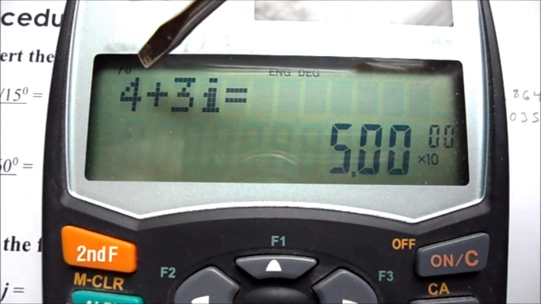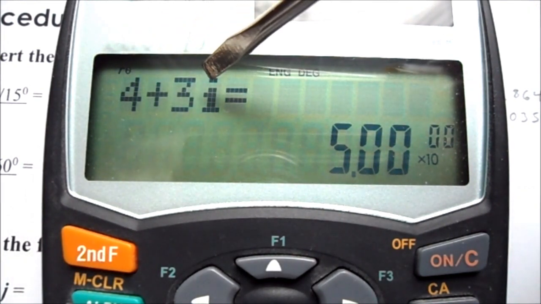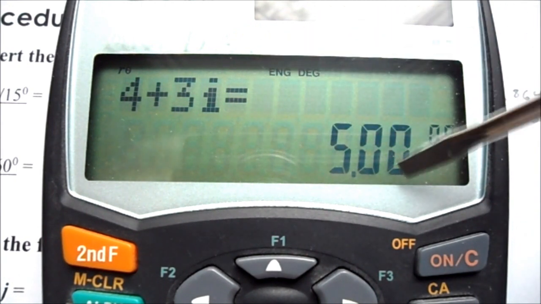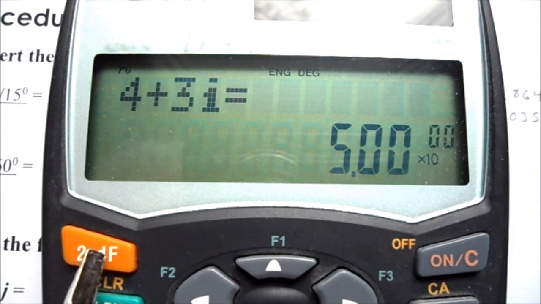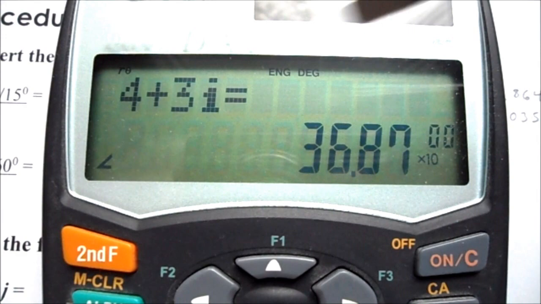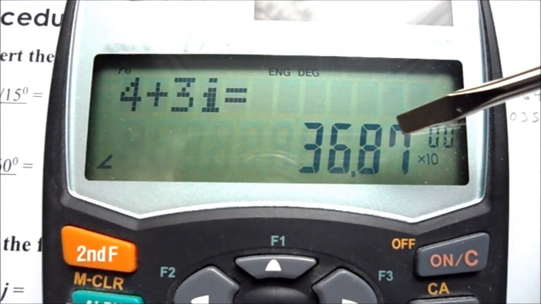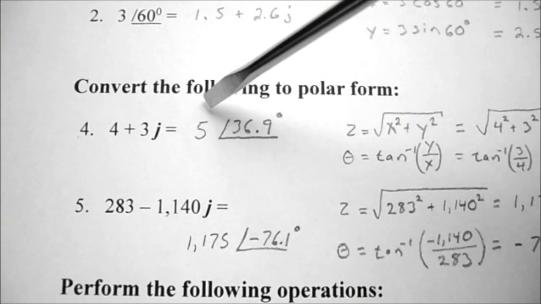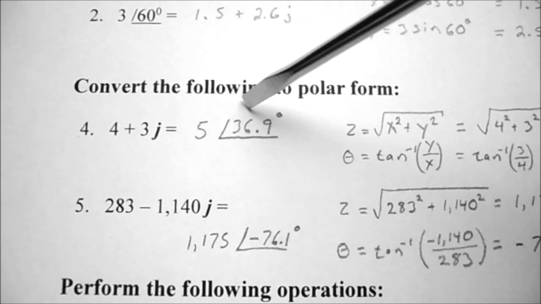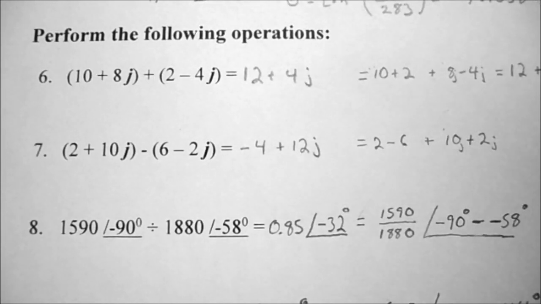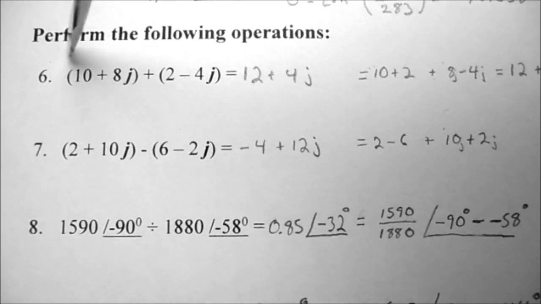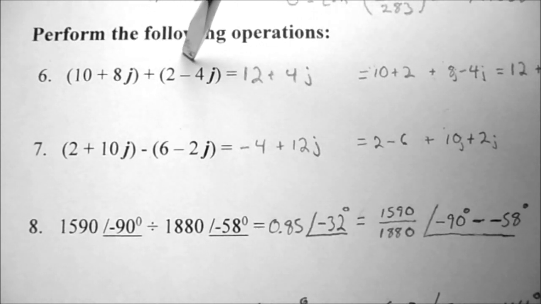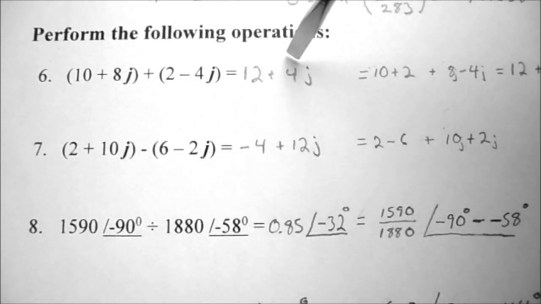So on my calculator screen, you can see I've got 4 plus 3i is equal to 5. And when I press second function, EXP key, it now tells me I have an angle of 36.87 degrees. And you can see under Procedure Step 4, we have an answer of 5 at an angle of 36.9 degrees. Under Procedure, Step 6, we're to perform the following calculations, and we're adding two rectangular numbers together to come up with 12 plus 4j.